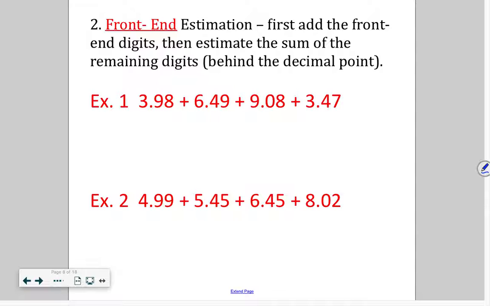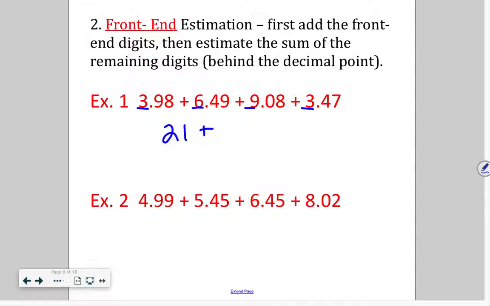So we're going to do the front part. We're going to add the ones place in all of these first. So what is 3 plus 6? 9. Plus 9 is 18. Plus 3, 21. So that was adding the front of each of those numbers.